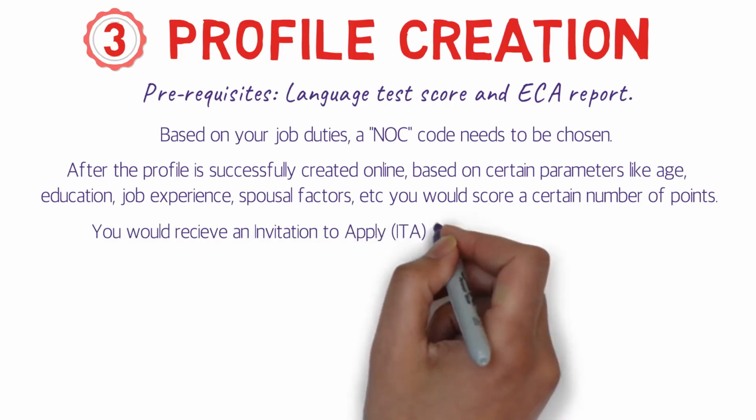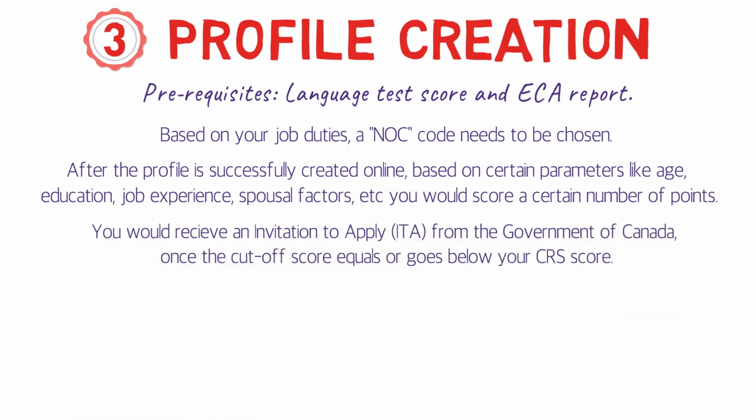You would receive an invitation to apply, which is called an ITA, from the Government of Canada once the cutoff score equals or goes below your CRS score. So let's say your CRS score is 445 and when the next draw is conducted, the cutoff score is 449. In that case, you won't get the ITA. Now, when the cutoff score comes down to 445 or below, then you would get your ITA. So this is the complete concept. Apart from this, there's a concept of tie-breaking rule, but I won't get deep into it in this video at least.